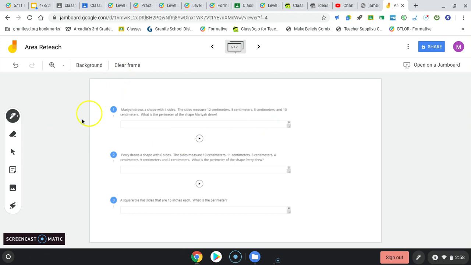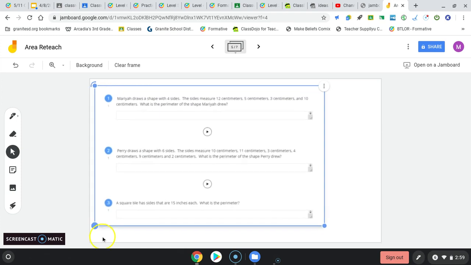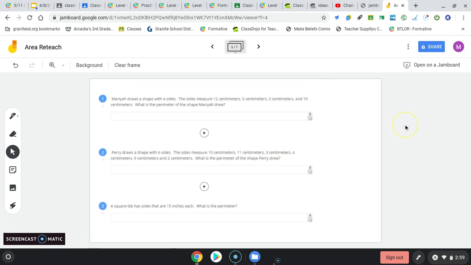Okay, I thought maybe let's just read through these to give you a little help. Maybe I can help point out some of the common mistakes. Okay, so this is where you're going to have to switch between area and perimeter on this level. Okay, Mariah draws a shape with 4 sides. The sides measure 12 centimeters, 5 centimeters, 3 centimeters, and 10 centimeters. What is the perimeter of the shape? So I don't think I'd waste my time drawing a picture. I just know that this says perimeter, and then they give me a measure of all 4 sides, 12, 5, 3, and 10. I know to calculate perimeter, I do an addition problem.